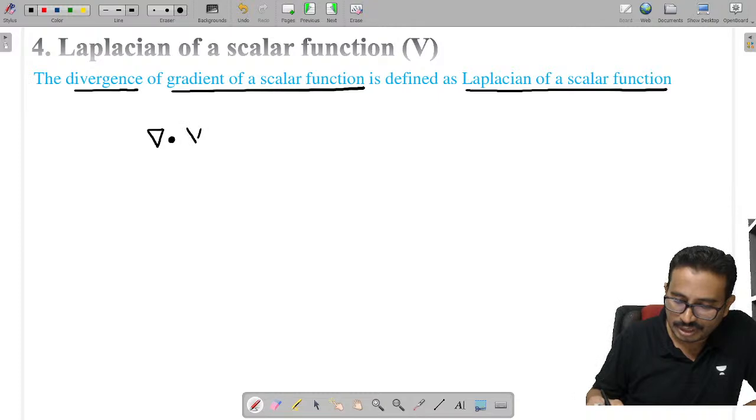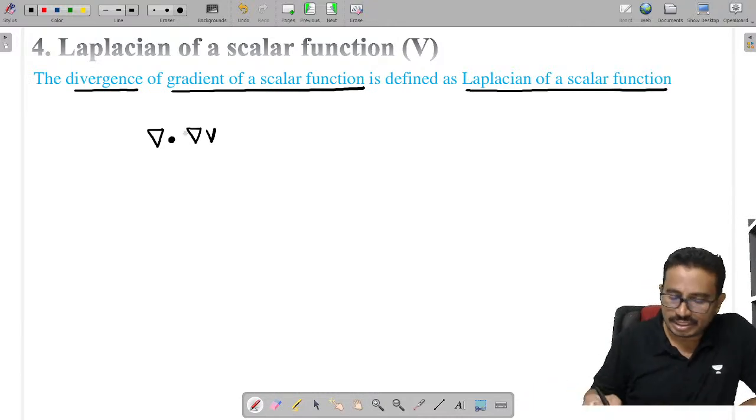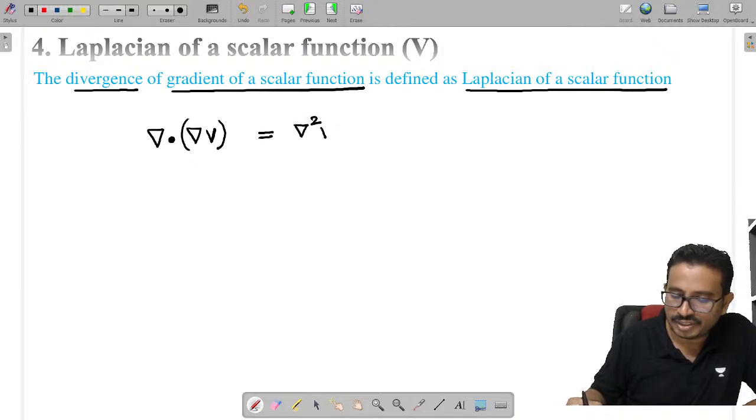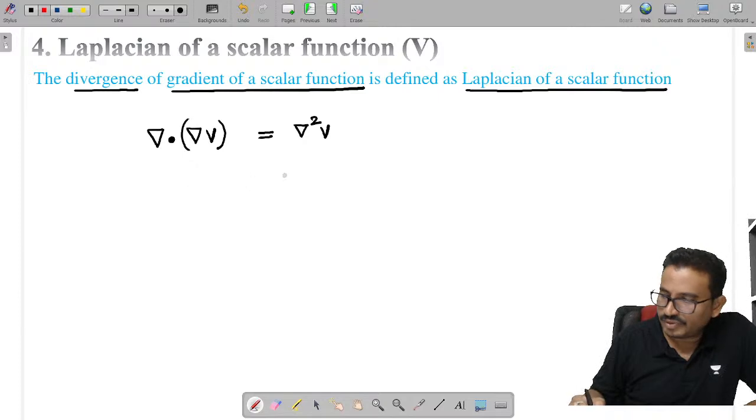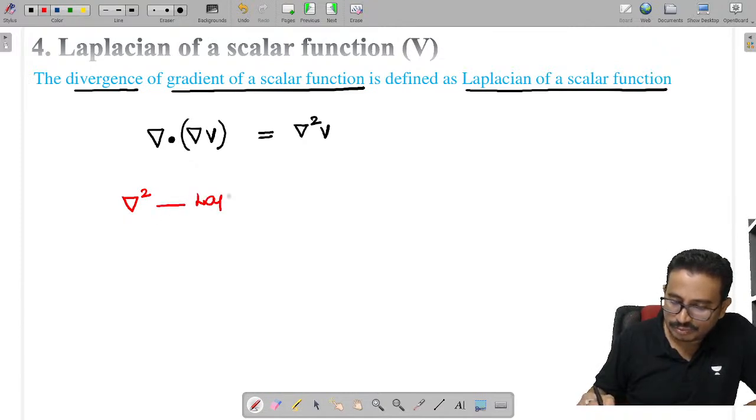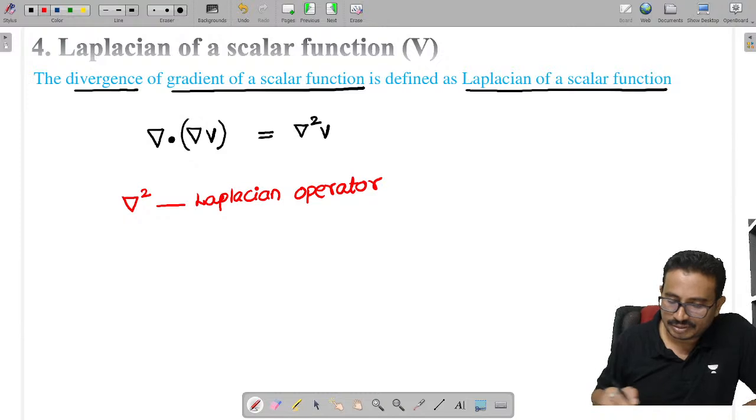Divergence of gradient means what now here? Del dot del V. The divergence of the gradient of a scalar function is defined as the Laplacian, given as del square V, where del square is called the Laplacian operator.